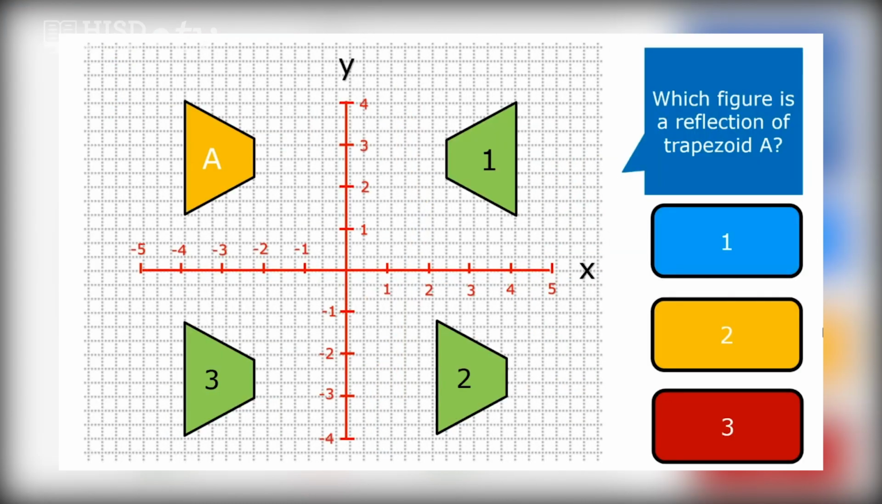And now it's going to be your turn. You have our yellow image, and you're going to pick which of the three figures, 1, 2, or 3, is a reflection of the trapezoid A. You're going to have a couple of seconds to pick the correct answer.